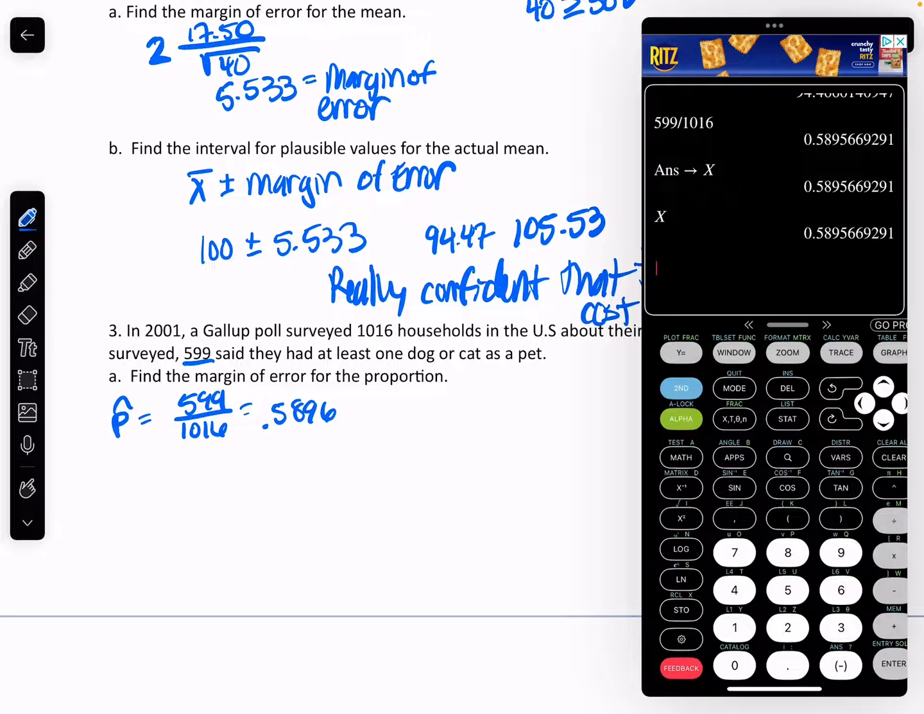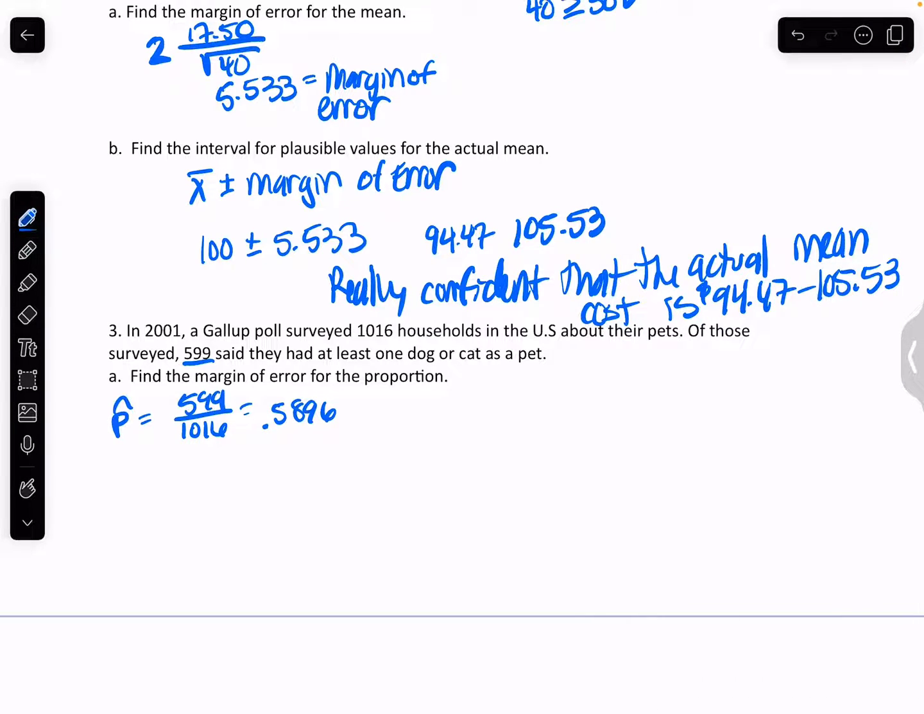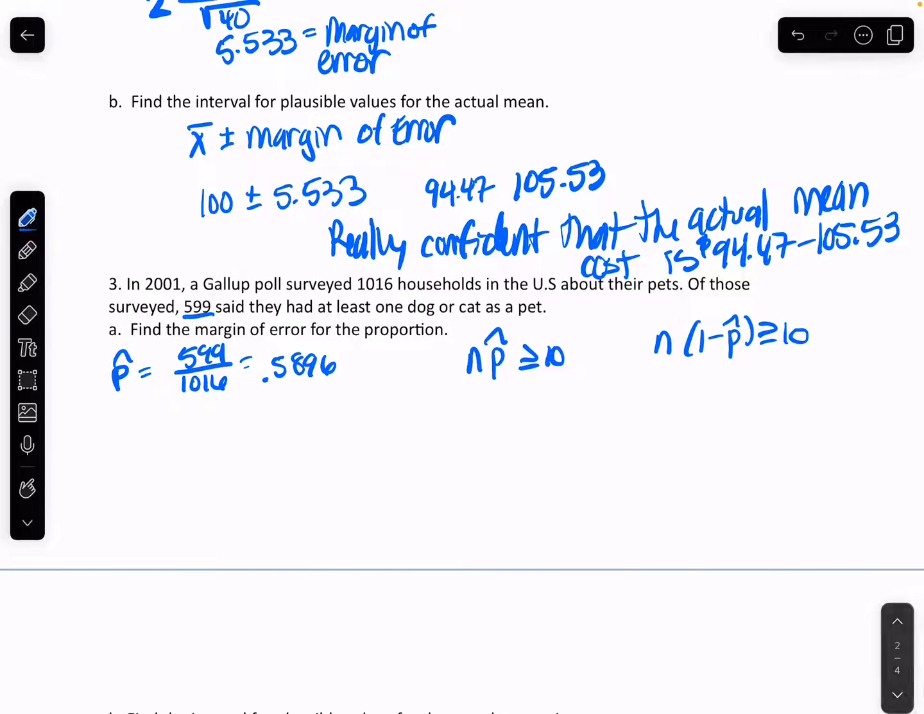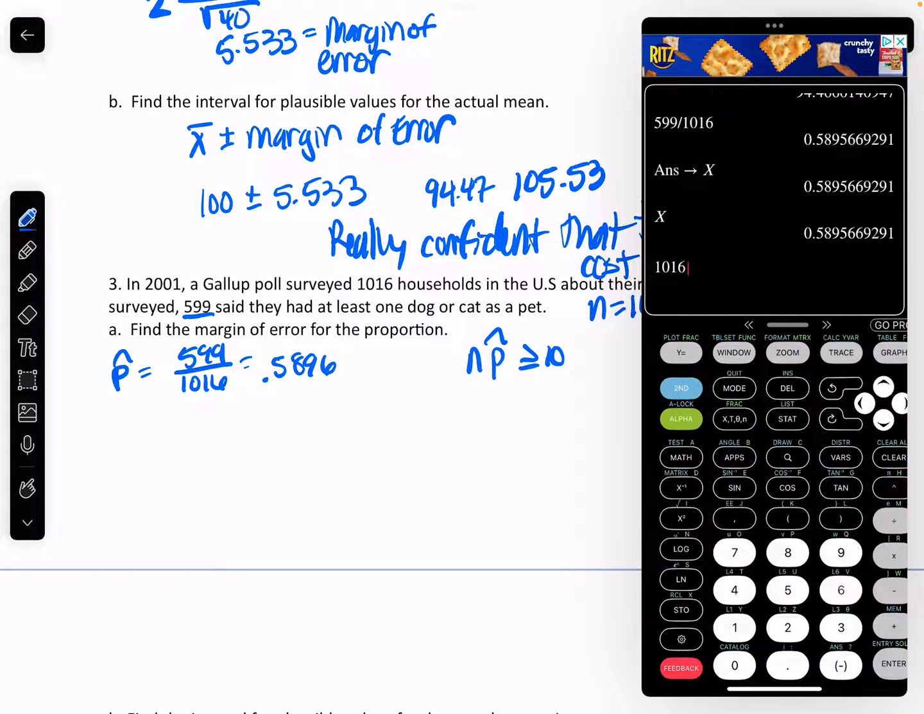So before we run this, we have to check that n times p hat is greater than 10, and that n times 1 minus p hat is also greater than 10. So our n in this case is the number of people in the sample, just like it is previously. So in this case, we had 1,016 in our sample. So if I do 1,016 times x, or you could type in second answer in this case because that's sitting in your calculator, both are fine. That gives me 599.